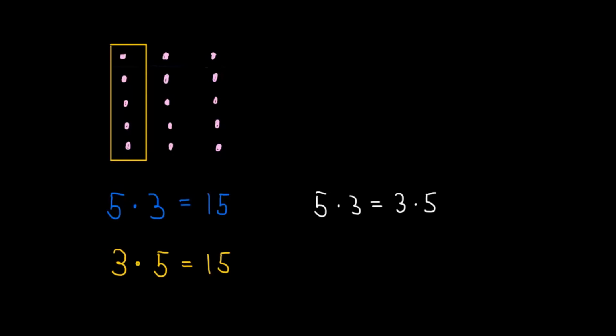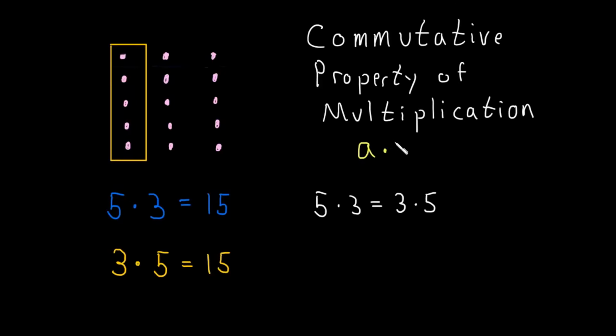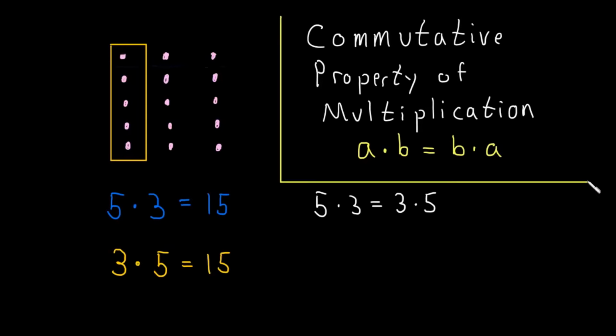And there's nothing special about 5 and 3. This works for any two numbers. So this is the commutative property of multiplication. And we write a times b is equal to b times a. So given any two numbers, you can multiply them in either order you like.